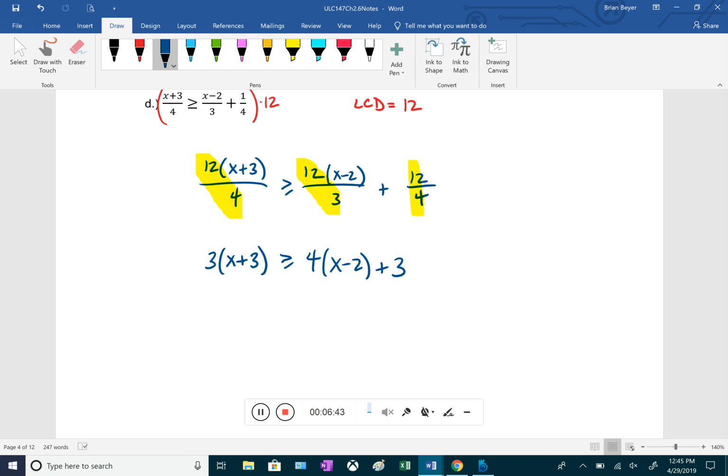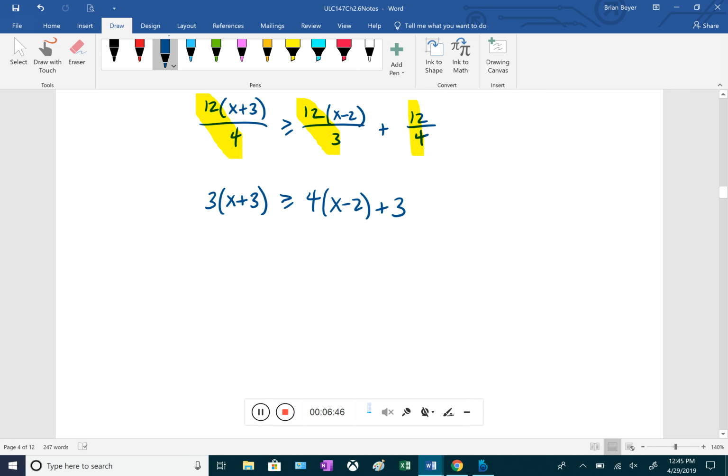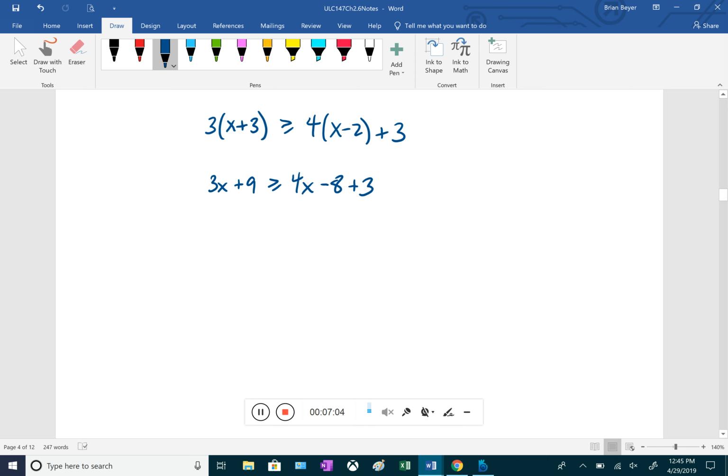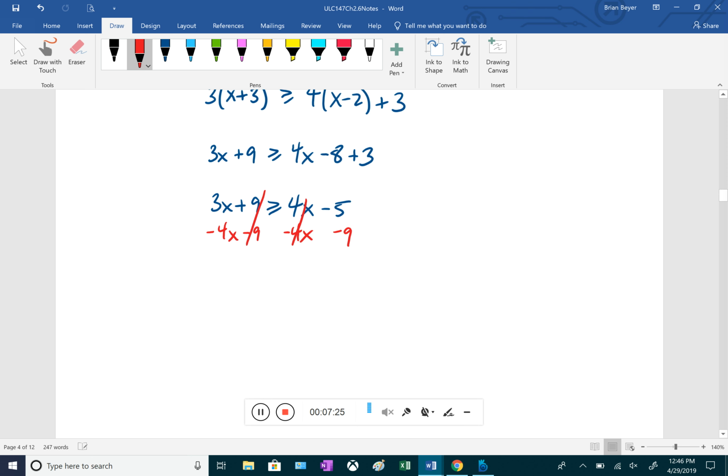So now we have the same equivalent linear inequality except without fractions. So now we just solve this normally. We have to distribute the 3 on the left. That's 3x + 9 greater than or equal to, distribute the 4 on the right, that's 4x - 8 plus the 3. We can simplify that right-hand side first. We'd get 3x + 9 greater than or equal to -8 + 3, which is -5. Let's get all of the variables on the left, so let's subtract this 4x over here. And then in one step, I'm going to subtract 9 from the right-hand side.